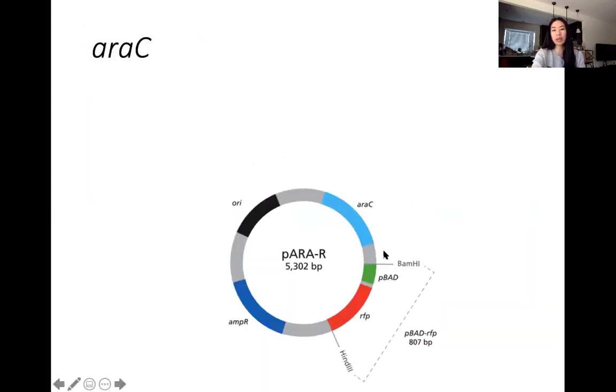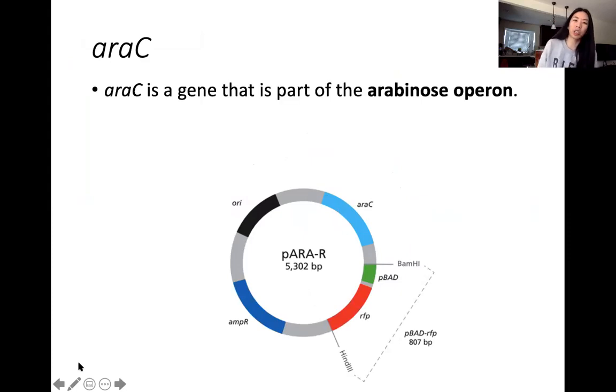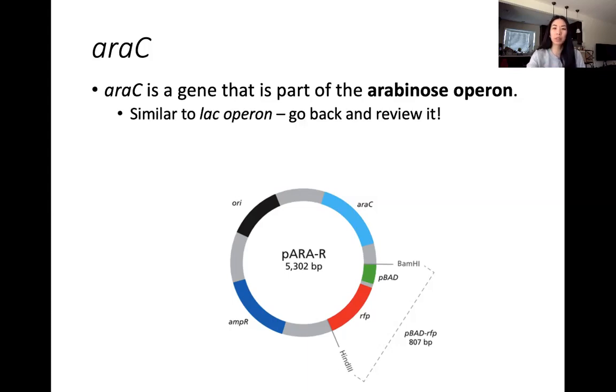And lastly, I skipped over araC. So now I'm going to come back to it and tell you what this final gene is for. araC is a gene that is part of the arabinose operon. Before we left on this shutdown, we talked about operons and how prokaryotic cells regulate their genes through operons. The arabinose operon is very similar to the lac operon, the lactose operon. So go back in your yellow packet and look it over if you need to.